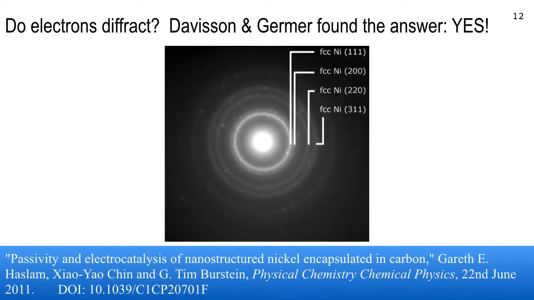And here's a modern day version of that experiment. So what they were doing was sending electrons into a thin layer of nickel, and all the crystals were oriented in all directions.